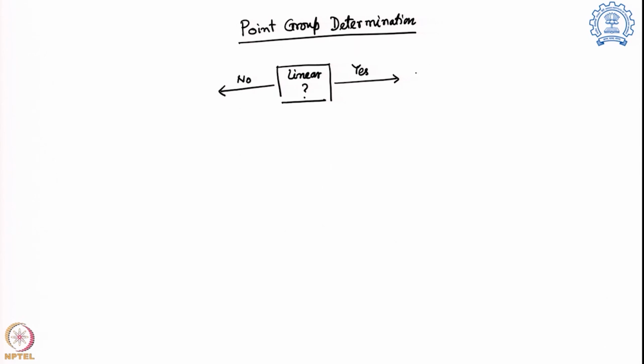If it is yes, the next question is: do you have a center of symmetry or not? Again 2 possible answers, yes or no. If it is yes, then it belongs to the point group D infinity h. If it is no, it belongs to the molecular point group C infinity v. So, these are the groups when you have a linear molecule.